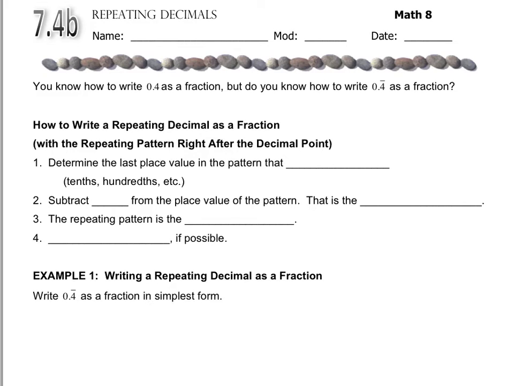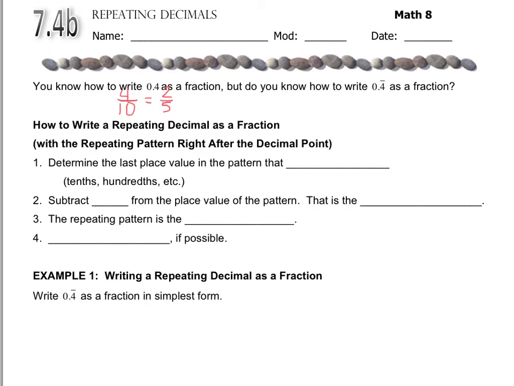Today we're going to talk about repeating decimals. We know how to write 0.4 as a fraction. Remember, another way to say that is 4/10. And as with all fractions, we want to reduce as much as we can, take out any common factors. Well, 2 comes out of both of those to make the fraction of 0.4 2/5.